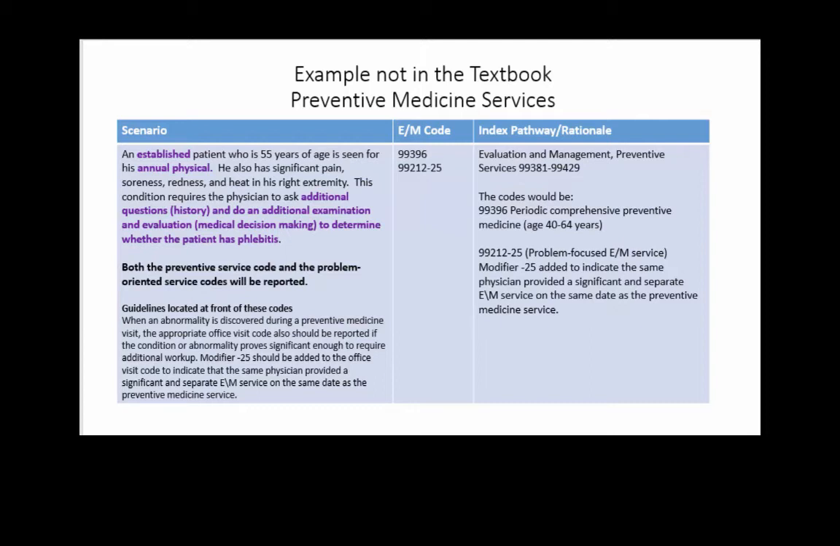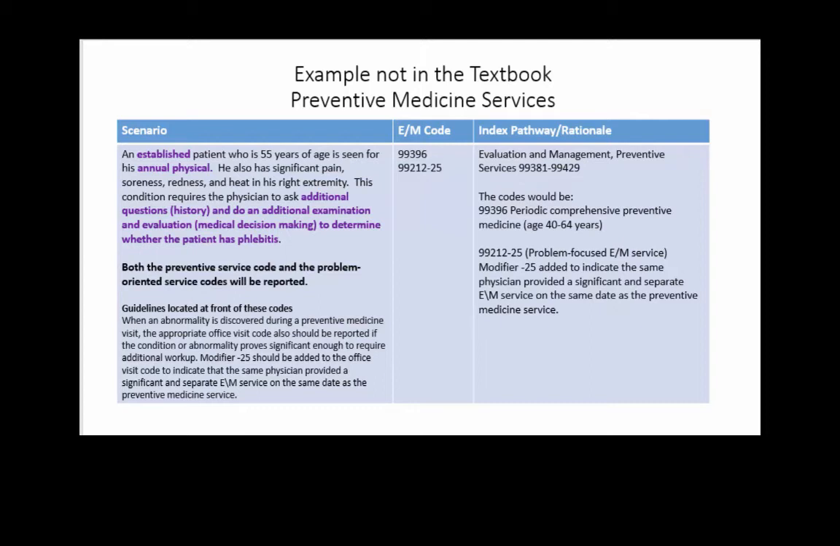In a case like this, both the preventive service code and the problem-oriented service code are going to be reported. There are guidelines just in front of these codes in preventive medicine that tell you when an abnormality is discovered during a preventive medicine session, the appropriate office visit code should also be reported if the condition proves significant enough to require additional workup, which it did in our scenario.